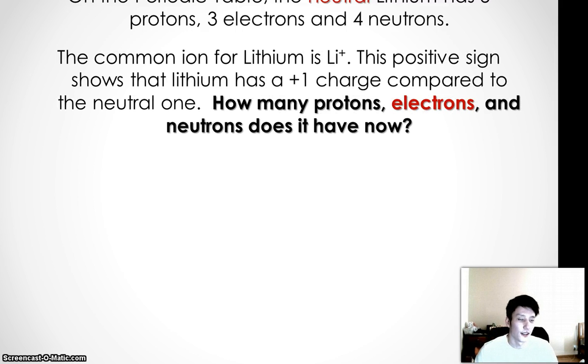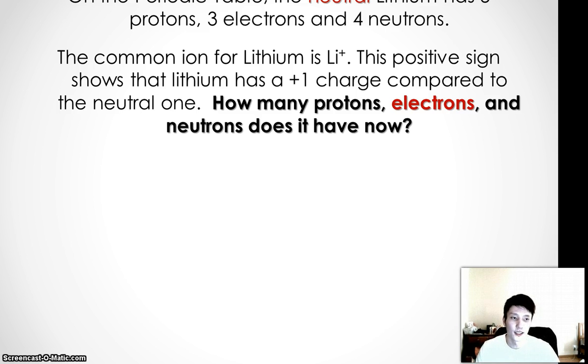Anyways, on the periodic table, I'm reading the top. On the periodic table, the neutral lithium element has 3 protons, 3 electrons, and 4 neutrons. Okay, that makes sense. 3 protons and 3 electrons, it cancels out, so it's neutral, right? And the common ion for lithium is lithium plus, meaning lithium 1 plus, right? If it's -1 or +1, we don't usually just designate the 1. It's just a plus, right? This positive ion is showing that it's a cation, right? So remember, we can only take away or give electrons.